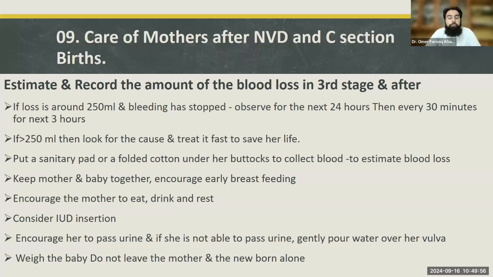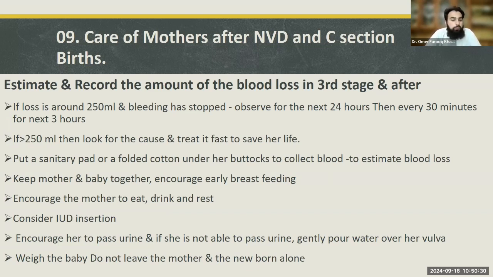Encourage the mother to eat, drink, and rest. This eating, drinking, and resting is in cases of normal vaginal deliveries and not in cases of C-section. You give them rest, but eating and drinking is allowed in normal vaginal deliveries. Consider intrauterine device insertion if she wants to go for family planning. Encourage her to pass urine, and if she is not able to pass urine, gently pour water over her vulva. That will help her pass urine.